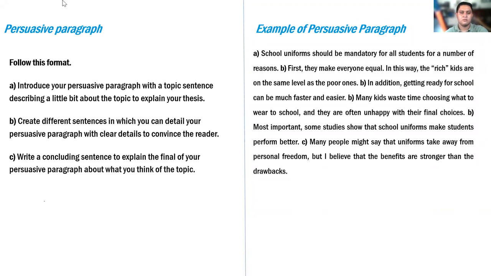A. A school uniform should be mandatory for all students for a number of reasons. B. First, they make everyone equal. In this way, the rich kids are on the same level as the poor ones. B. In addition, getting ready for school can be much faster and easier. Many kids waste time choosing what to wear to school, and they are often unhappy with their final choices. B. Most important, some studies show that school uniforms make students perform better. C. Many people might say that uniforms take away from personal freedom, but I believe that the benefits are stronger than the drawbacks. Thank you so much for your participation.